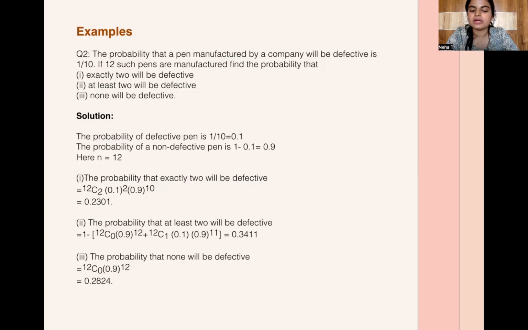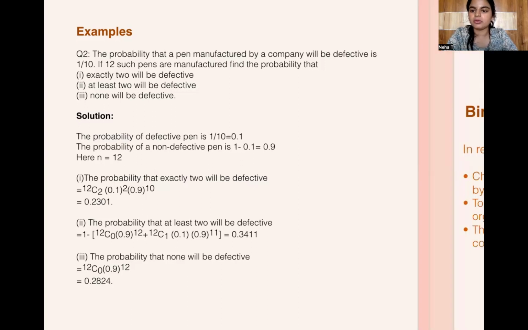So we'll be getting 1 minus 12C0 into 0.9 to the power 12. We even have 0.1 to the power 0, so it will be 1, and we have not mentioned it here. Then plus 12C1 into 0.1 to the power 1 into 0.9 to the power 11, and we'll get 0.3411. And finally, the probability that none will be defective: we'll take x value as 0, and here it will be 0.2824.